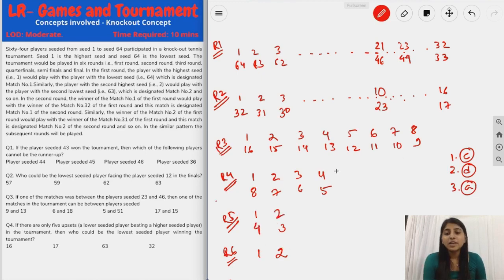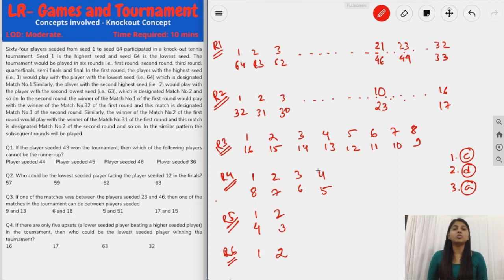Fourth question: if there can only be 5 upsets at most, who is the lowest seeded player that can win? 64 is the lowest. Can 64 win the game if there are only 5 upsets? No. If there is one upset here, 64 can go ahead and take 1's place. Again, this has to be an upset for 64 to go ahead: 2 upsets. From here 3 upsets, from here 4 upsets, from here 5 upsets. So in 5 upsets, 64 can reach the final round, but from there 64 cannot win. 64 can only reach the final round, but whoever is the other player will win the match. So 64 cannot be, 63 cannot be.